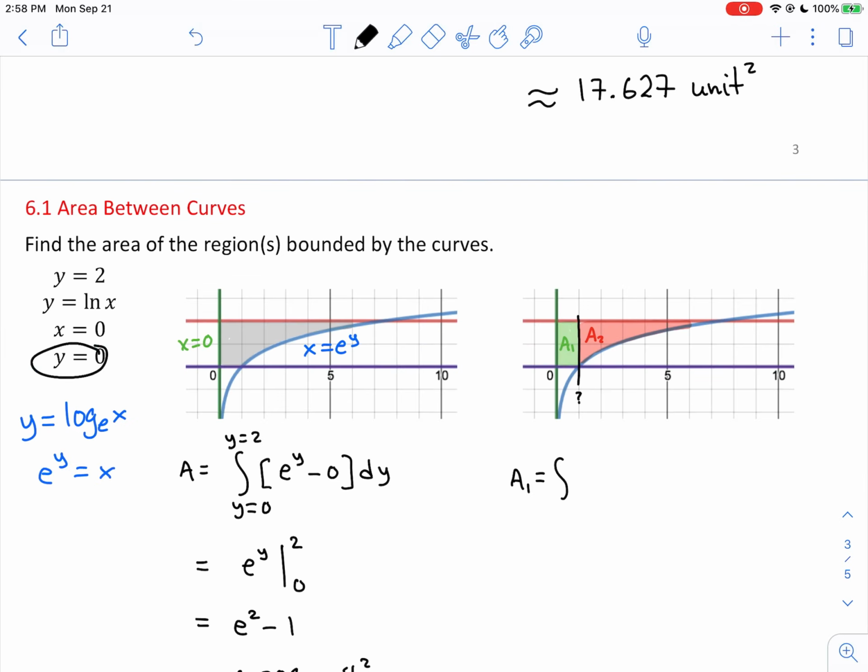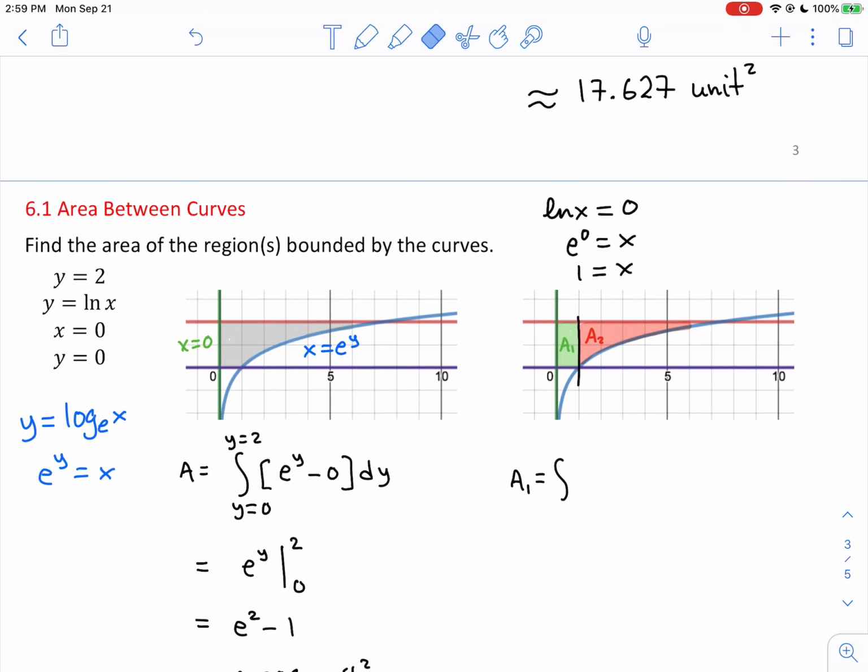The purple was y equals 0, and the blue is y equals natural log of x. To find out where those intersect, you simply solve natural log of x is equal to 0. In other words, exponentiate both sides, right, there's the base e there, e raised to the 0 is equal to x. In other words, e to the 0 is 1. So we know that purple and the blue intersect when x is 1.